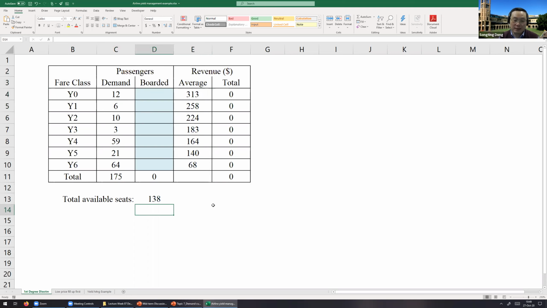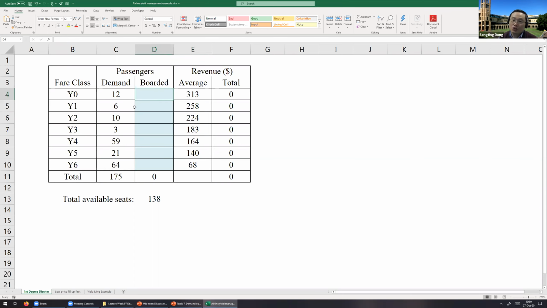So if we can do first degree price discrimination, we don't consider who booked first or who booked late. So we will first give seats to the higher value customers. The total seats we can give is 138, but the total demand is 175. So there have to be at least 37 passengers who cannot get a seat.